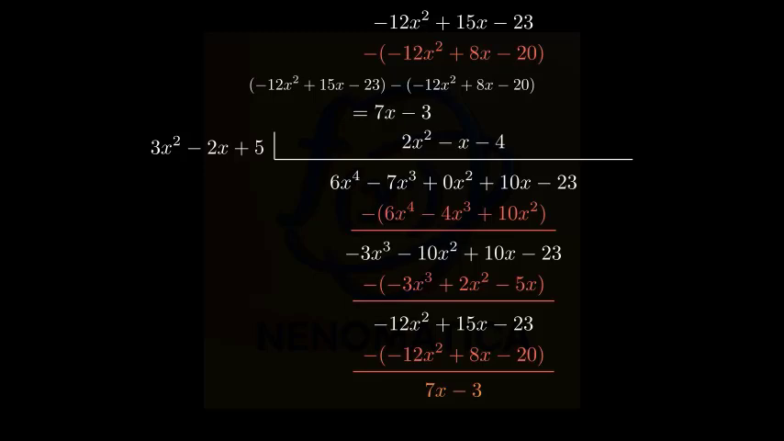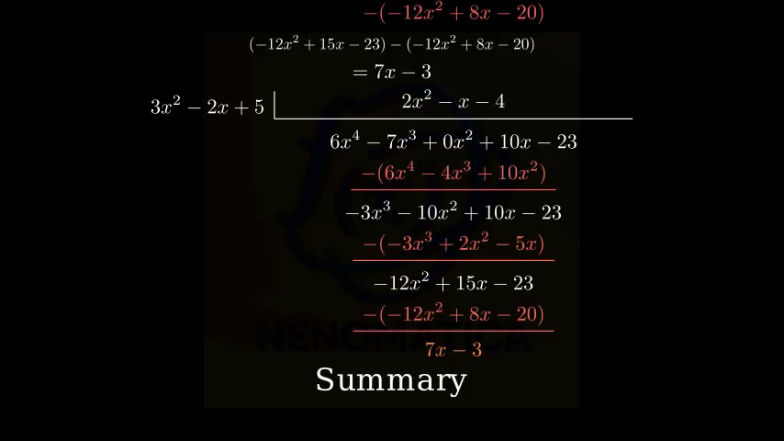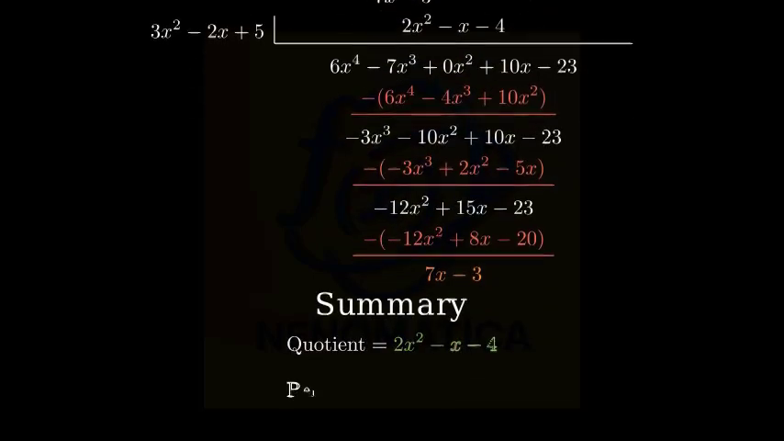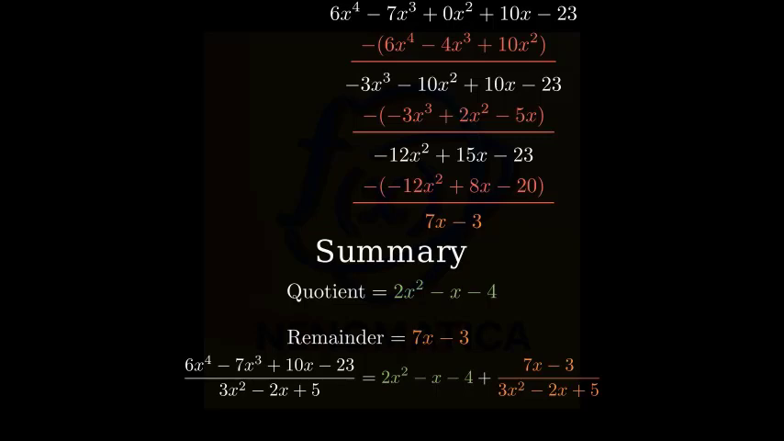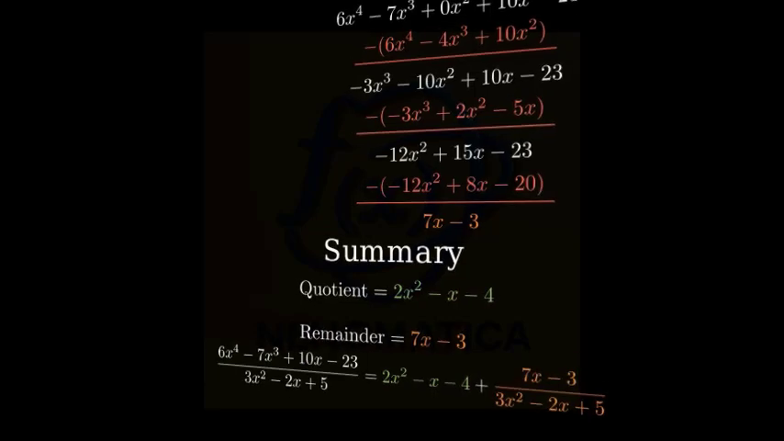Let's summarize our result. We've determined that when we divide 6x to the fourth minus 7x cubed plus 10x minus 23 by 3x squared minus 2x plus 5, we get a quotient of 2x squared minus x minus 4, with a remainder of 7x minus 3. We can write this as 6x to the fourth minus 7x cubed plus 10x minus 23 divided by 3x squared minus 2x plus 5 equals 2x squared minus x minus 4 plus the fraction 7x minus 3 over 3x squared minus 2x plus 5. We can verify our answer by multiplying the divisor by the quotient and adding the remainder.